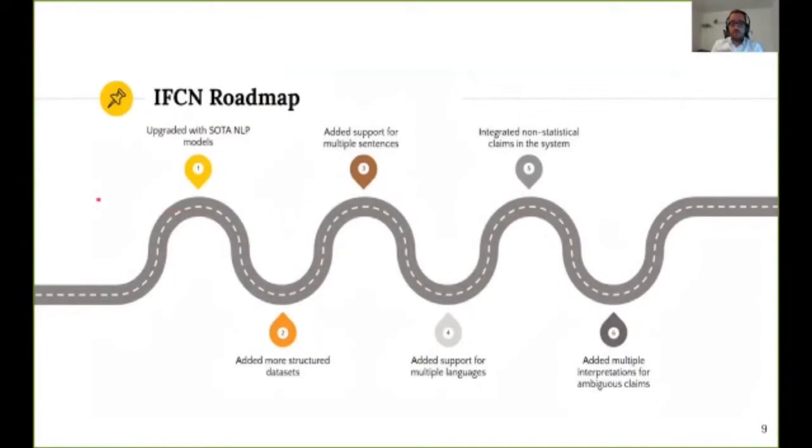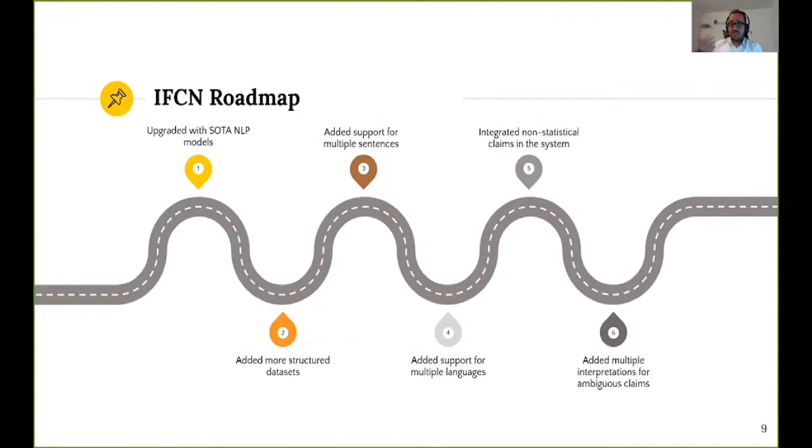So number one, we updated the system by using state-of-the-art deep learning models, namely transformer-based language models. We added more structured data sets, which included more information related to incidence rate and active cases. We added support for multiple sentences and multiple languages. And we don't actually have a classifier for every language, but we have one classifier for all languages together.